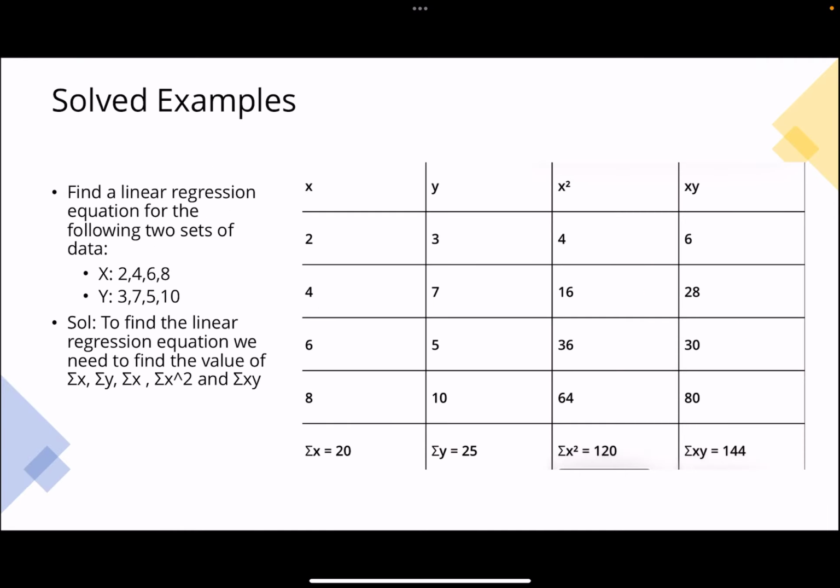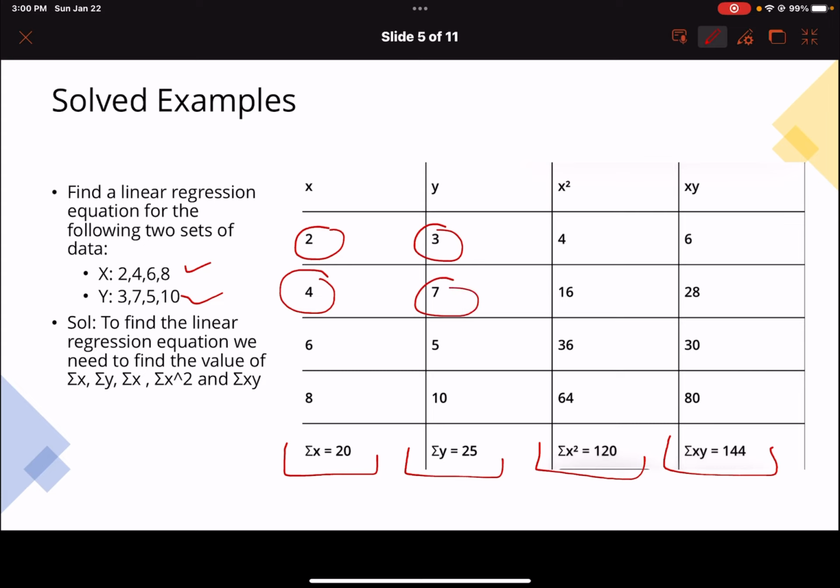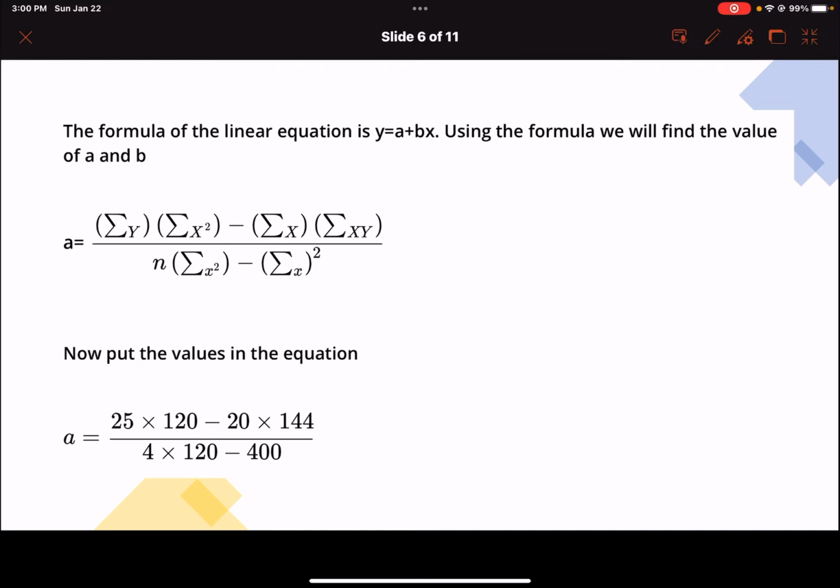Okay, I gave this example as a homework where I gave the values of x as 2, 4, 6 and 8, and there was y also given, and then you solve this using a formula that I gave you. First estimate these. At 2, the value of y is 3. At 4, the value is 7, and at 6 the value is 5, and so forth. At 8 it is 10. So we first estimate the square values, then the products, then sum them up, because we are going to use them in a correlation formula that is given by this.